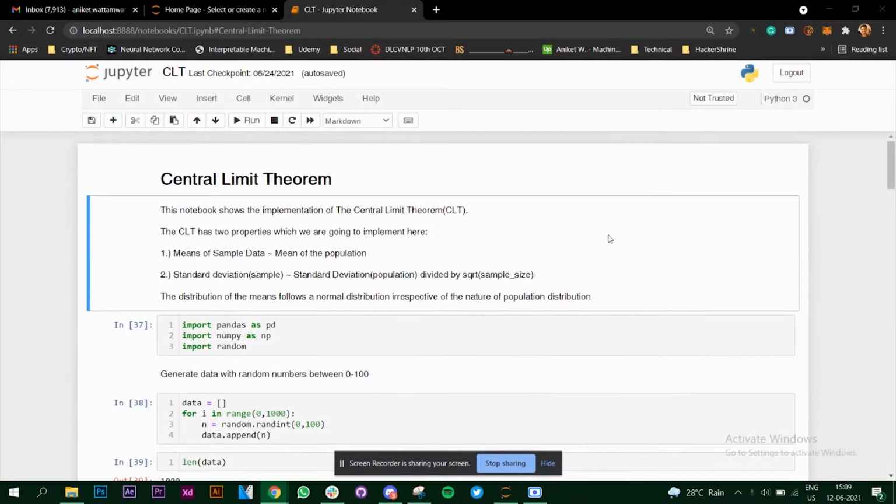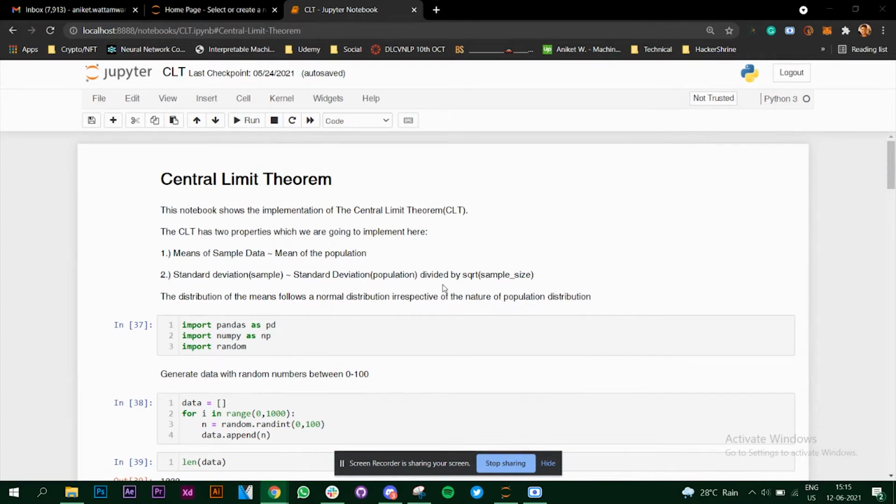In this video, we are going to look at central limit theorem and how we can implement it using random data. By definition, central limit theorem states that the sampling distribution of sample means approaches a normal distribution irrespective of the population distribution. The two main properties that we are going to implement here are the means of the sample data approximates mean of the population, and the standard deviation of a sample approximates standard deviation of the population divided by the square root of the sample size.